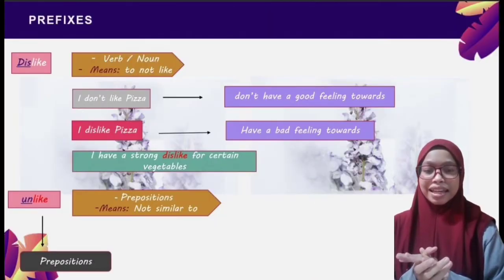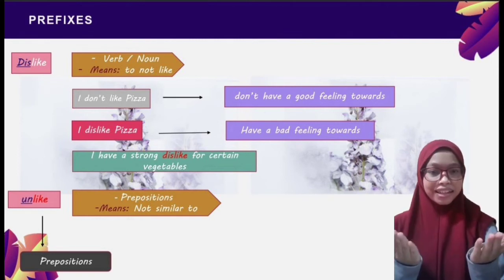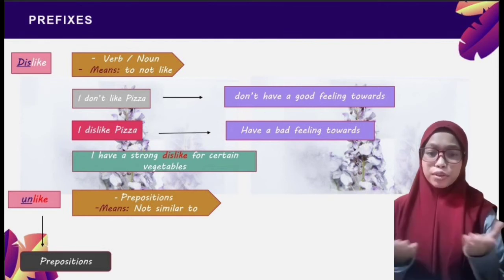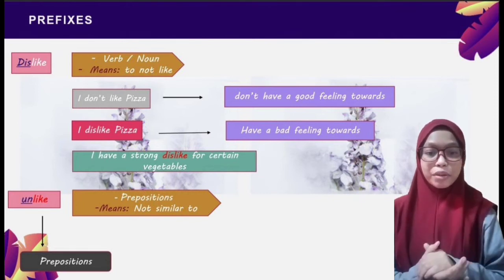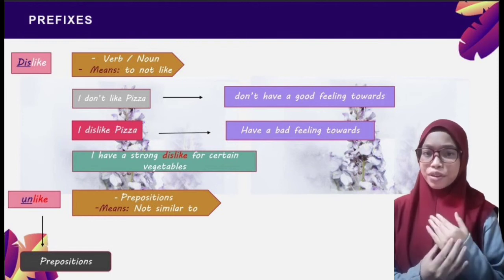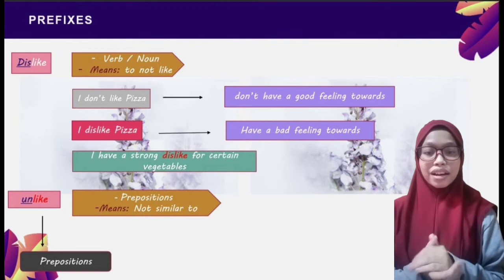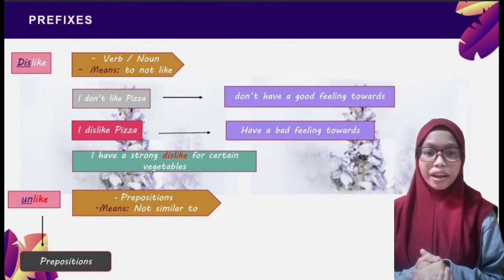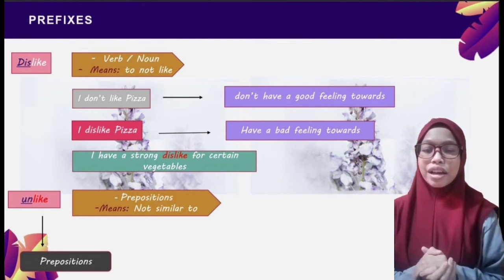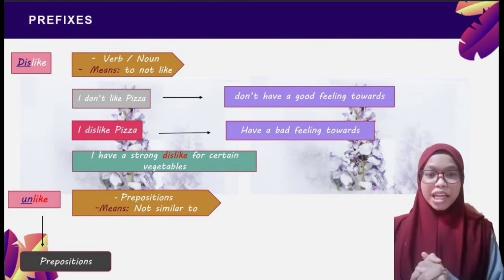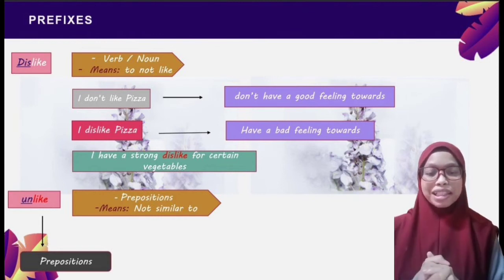I will talk more about prefixes and the difference between dis and un. To dislike is a verb and it could also be a noun. There are two different types of sentences here: I don't like pizza or I dislike pizza. Don't like or not like means you don't have a good feeling towards it, but dislike pizza means you actually have a bad feeling towards it, which is dislike is a little bit more active. It shows that you are away from liking it. And another example of dislike is, I have a strong dislike for certain vegetables.